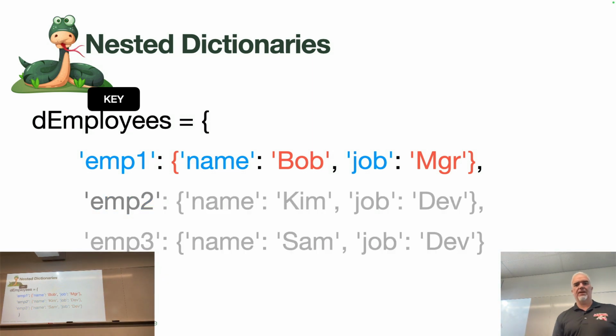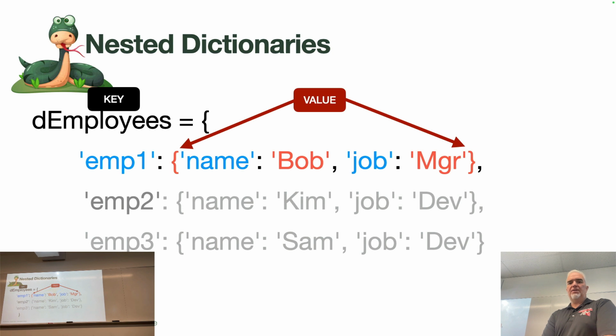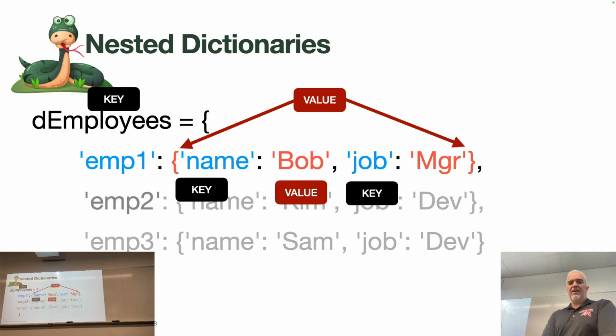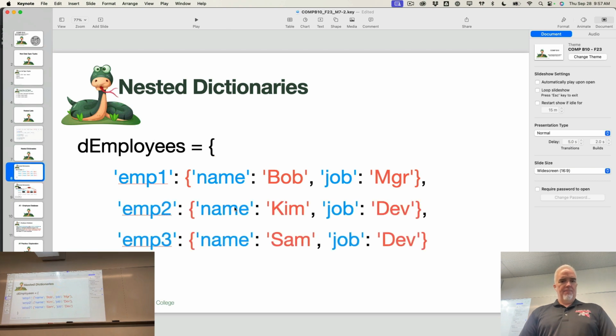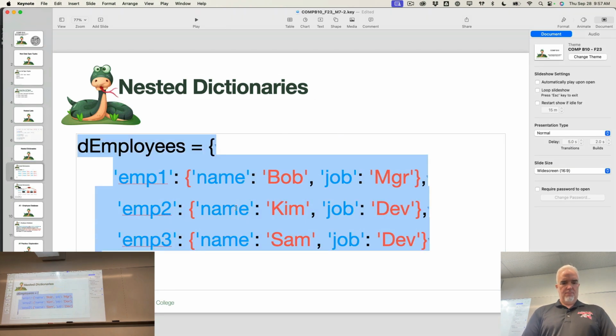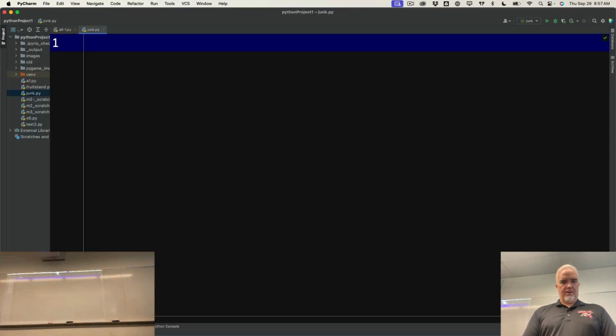Another way to look at this is EMP1 is a key, and that's the corresponding value. Inside that, we have key value, key value. Now, the great thing about this, let me steal that code.